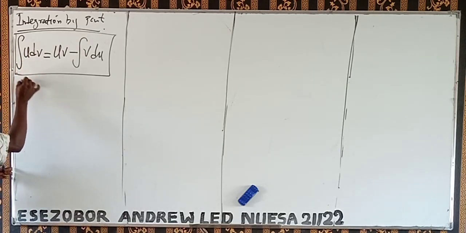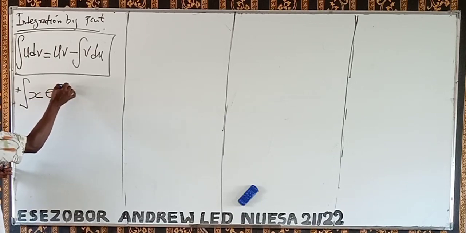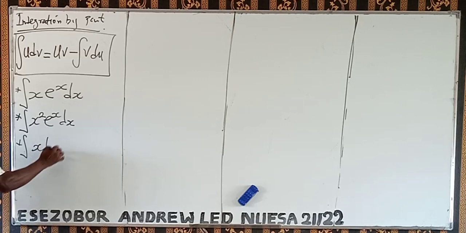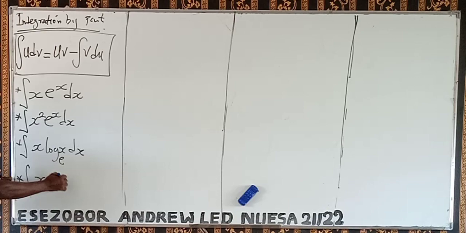For example, let's say we have integral x exponential x dx, something like this. This one is u dv. That's what I have in there. Integral u dv. Now the first one is not u. We can also have integral x squared exponential x dx. We can also have integral x log x to base e dx. We can also have integral x cos x dx and so on.